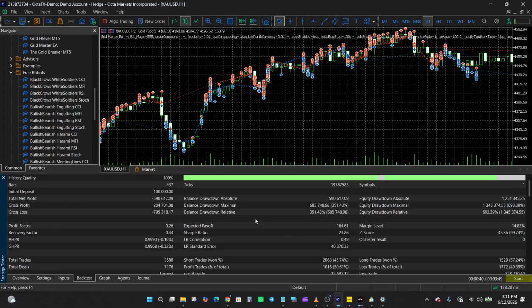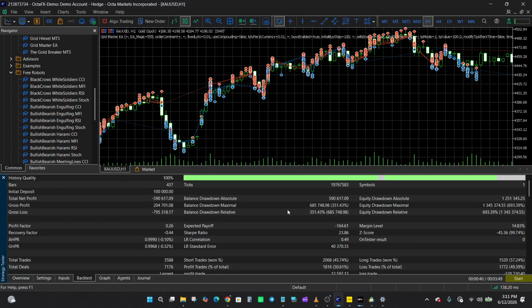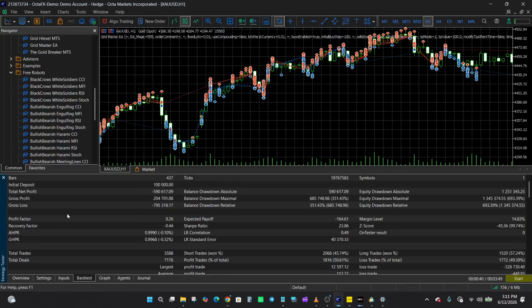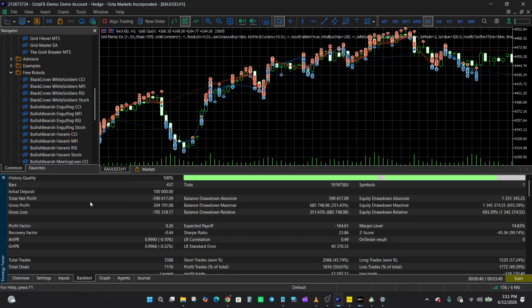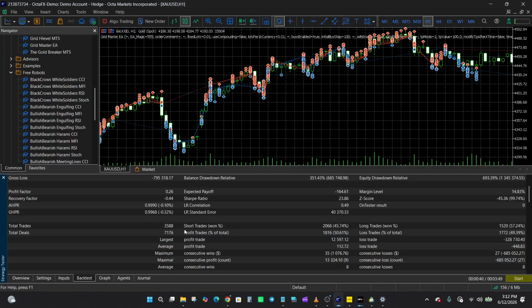Looking at the results, we can see that the initial deposit was $100,000 and the total net profit was over $590,000. This is crazy. So the total trades taken were 3,588. Short trades were 2,068. Long trades were 8,520.